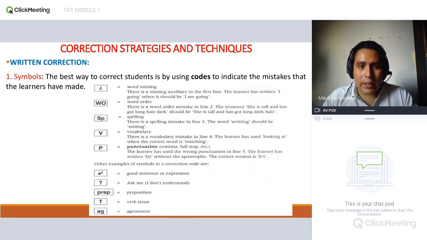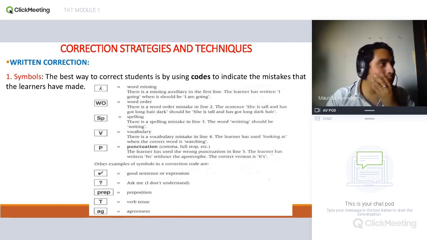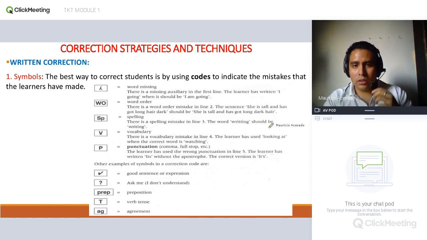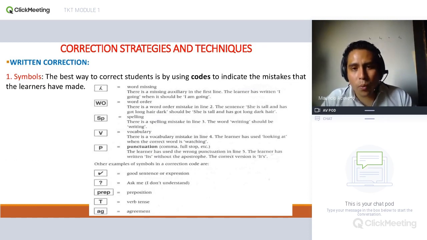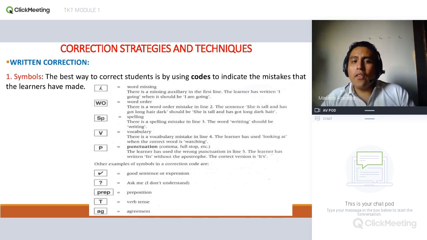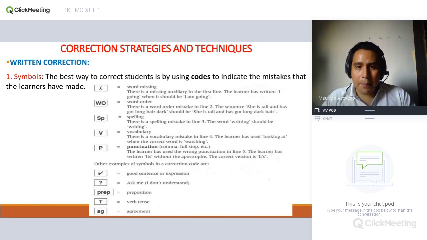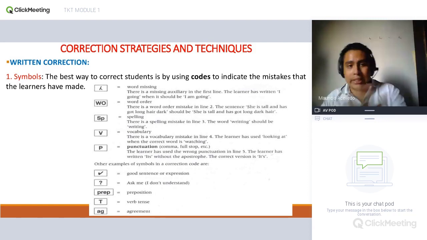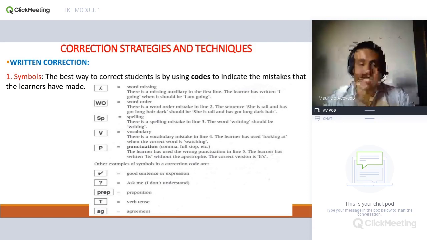SP for spelling. There is a spelling mistake in line 3. Okay, so in this case, the word writting should be writing. Instead of having double T, it's just one T. Okay. V for vocabulary. There is a vocabulary mistake in line number 4. That when the correct word is watching. Okay, so yes, maybe it's a word, but not the one that is required. Or they got the idea, or you got the idea, but it's not the word.